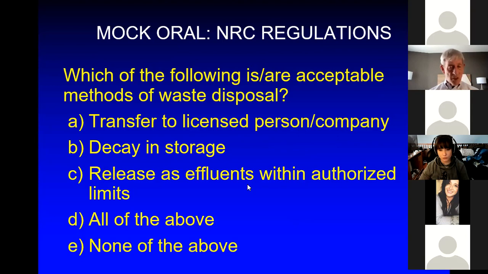B. So we do decay and storage. It's prohibitively expensive to transfer a barrel of waste to a licensed company. It costs $500 to $1,000 to have them pick it up and ship it to the state of Washington. And we don't have long-lived isotopes. We would never waste that money on that kind of thing.